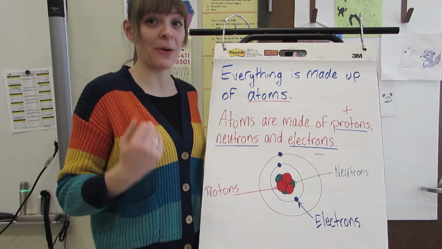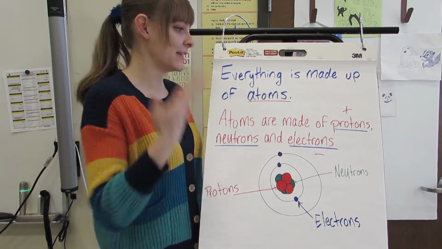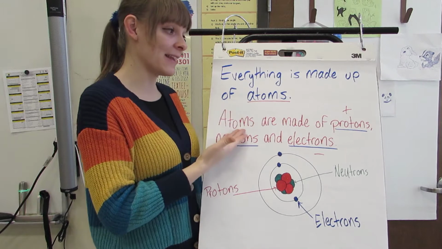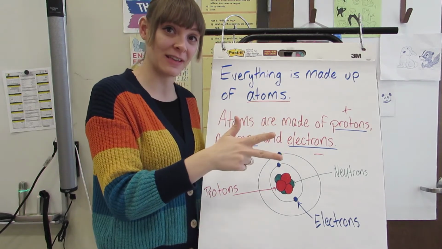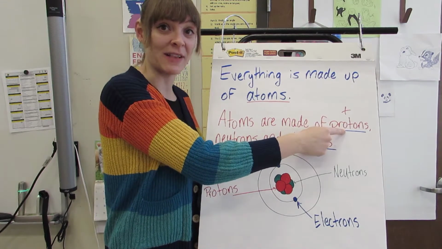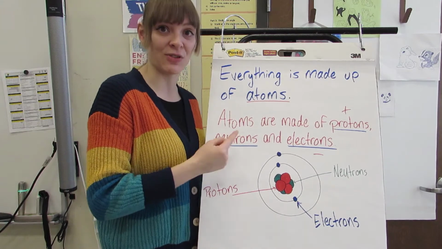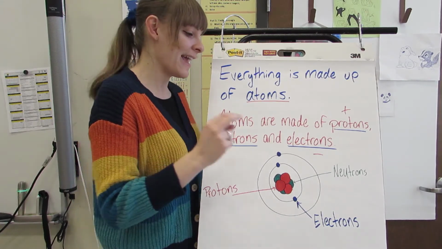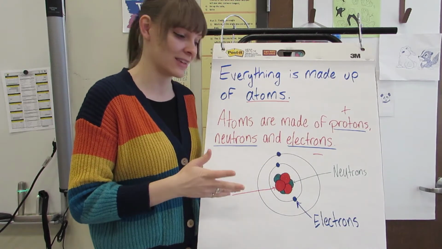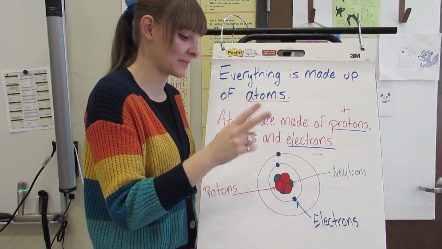As we know, everything that we interact with is made up of matter, and all matter is made up of atoms. Atoms have three particles, called subatomic particles. The first one is the proton, which has a positive charge. The second one is the neutron, which has a neutral charge, so no charge. The third one is the electron, which has a negative charge. We consider positive and negative to be opposite of each other.